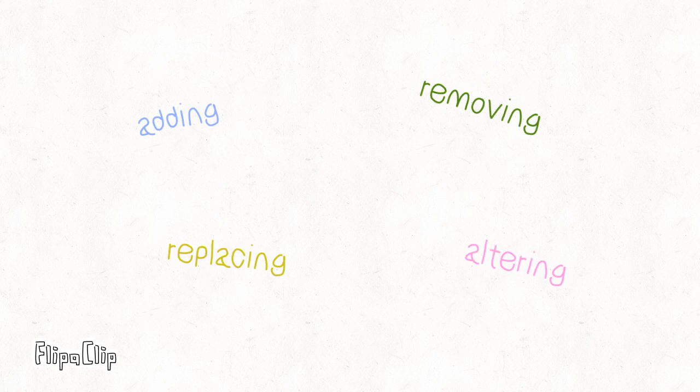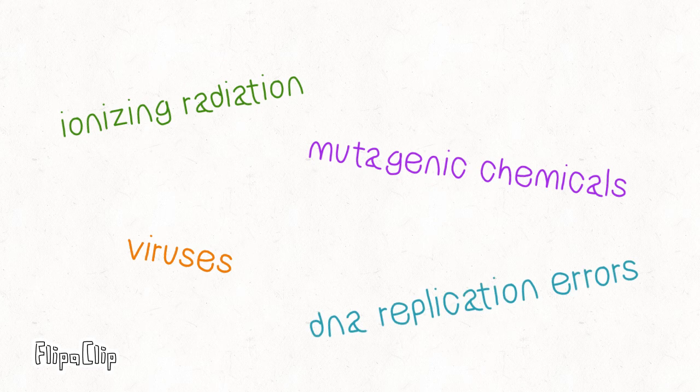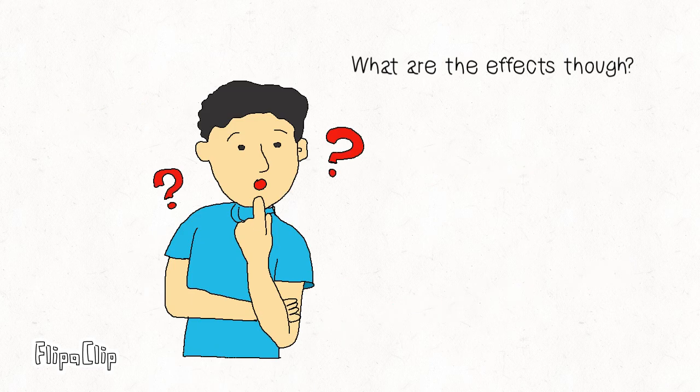Mutations. A simple definition of a mutation is the adding, removing, replacing, or altering of at least one part of the DNA sequence. This can be accomplished in many ways, from ionizing radiation to viruses to mutagenic chemicals to DNA replication errors. Well, what are the effects of these on the human body in real life?